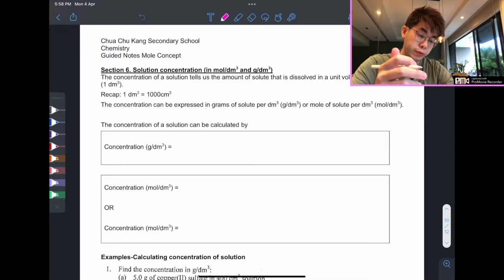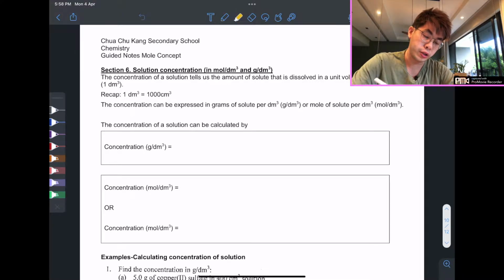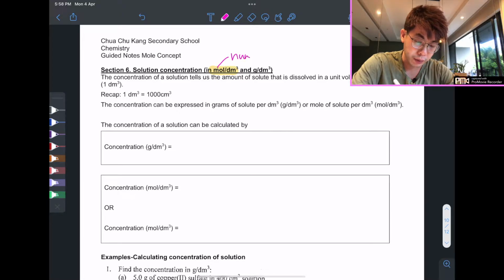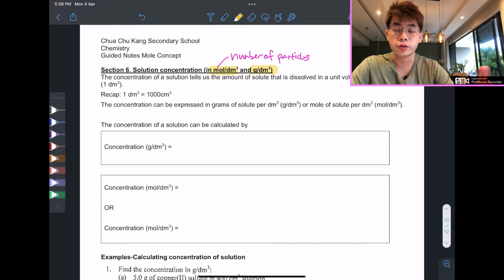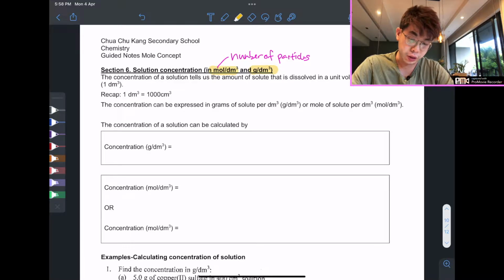So over here we've got concentration, and there are actually two units. It's mole per dm cube, where mole is, by now you should know, the number of particles, and gram per dm cube. Gram per dm cube is the amount of mass you dissolve in a solution. So concentration is the amount of dissolved solute in a unit volume of a solution.